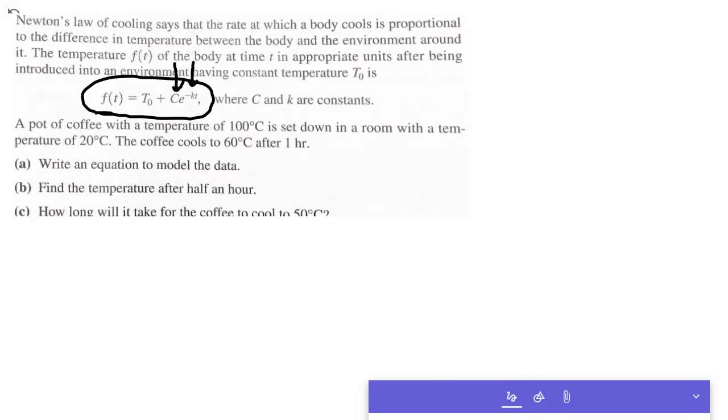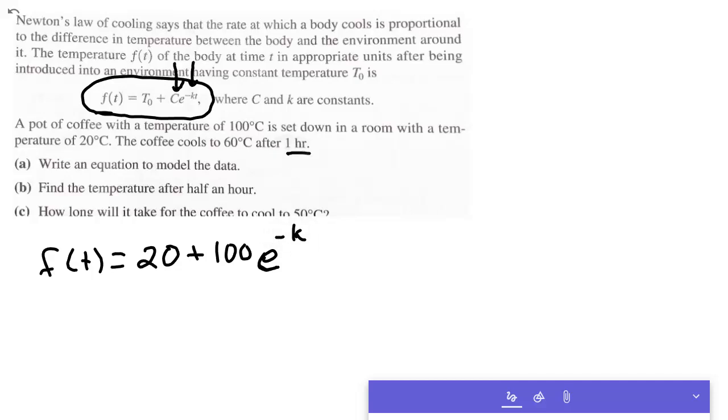So we're going to have F(t) equals 20, because that's the temperature of your room, plus your initial temperature, 100 degrees, times e to the, we don't know the rate of decay, so we'll go minus k, and t is time.